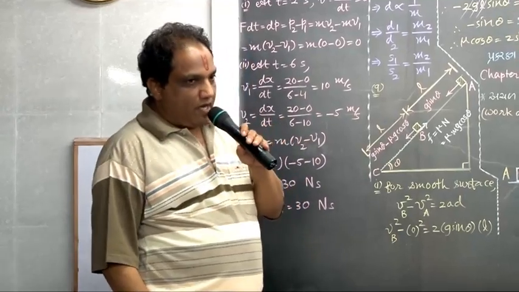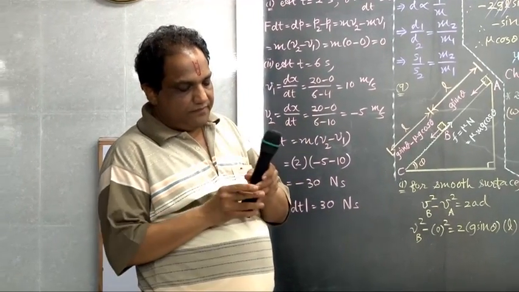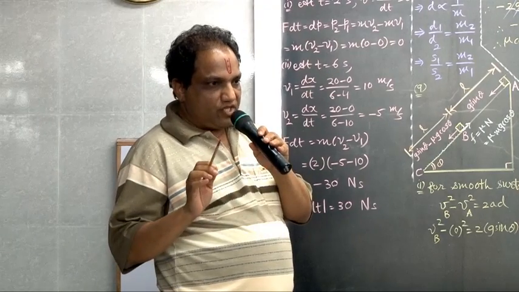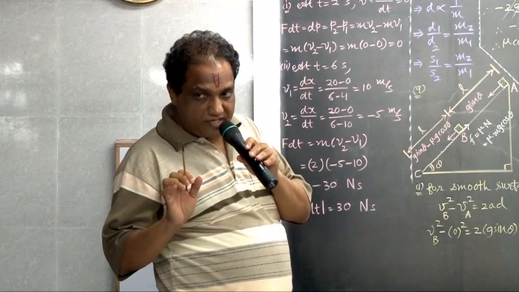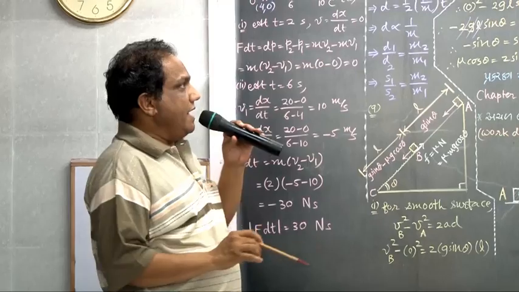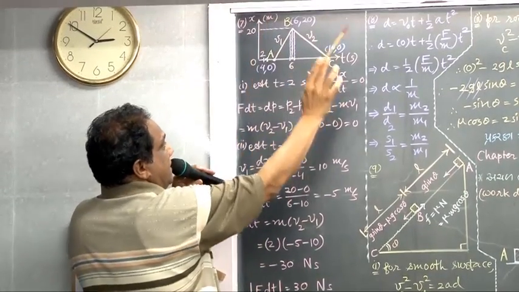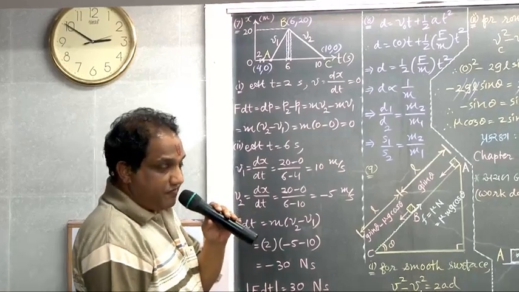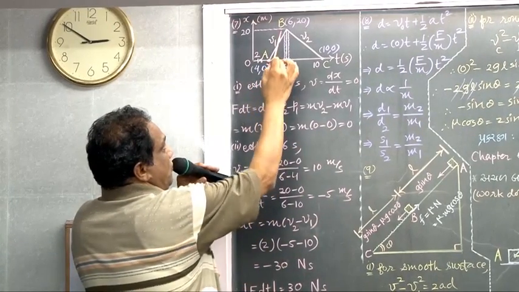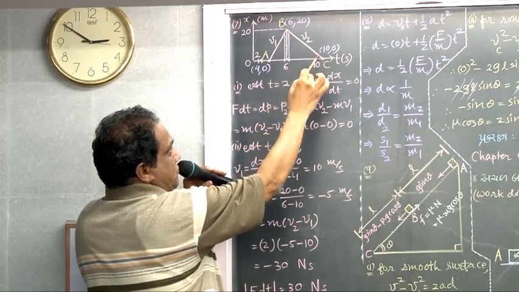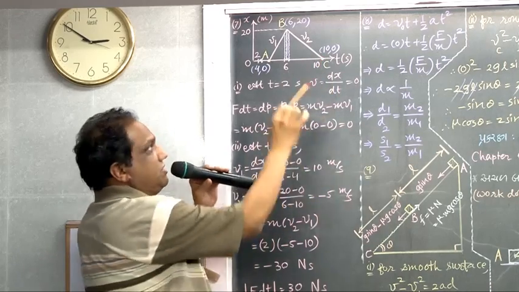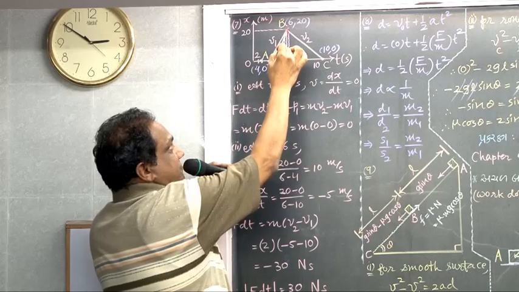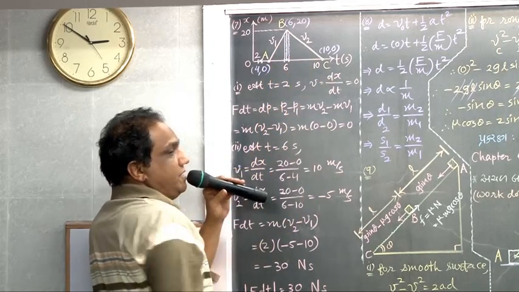We have a graph of x versus t. X is in meter, t is in second. The graph is from A to B, B to C. This is a rising graph, so the slope will be positive. This is a falling graph, so the slope will be negative.